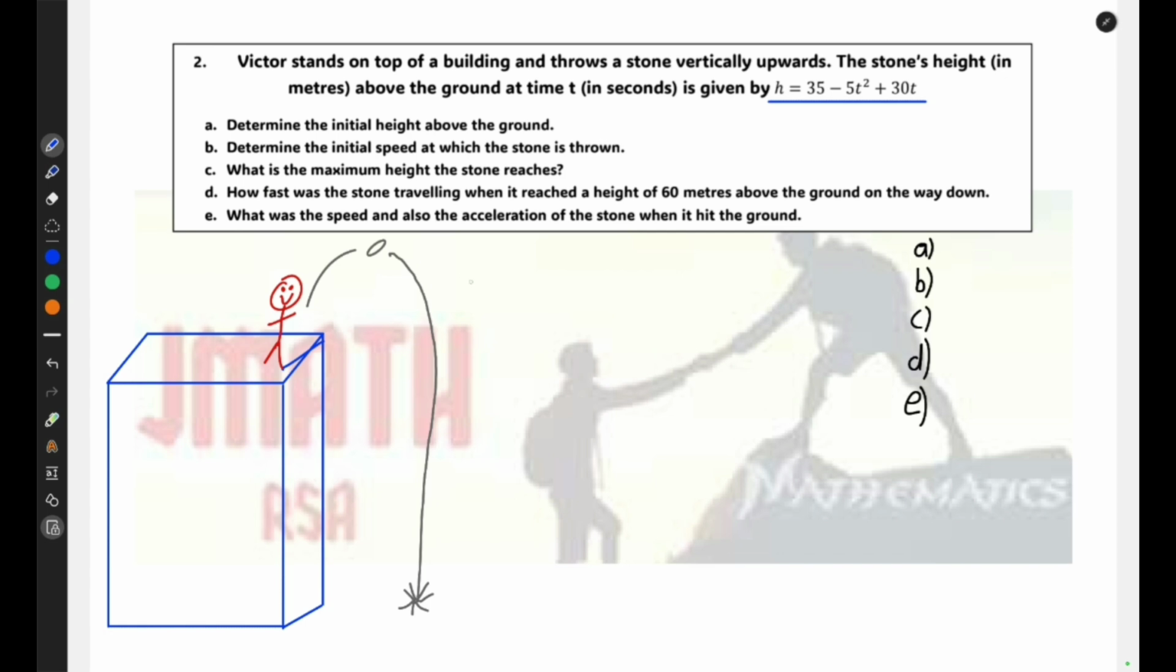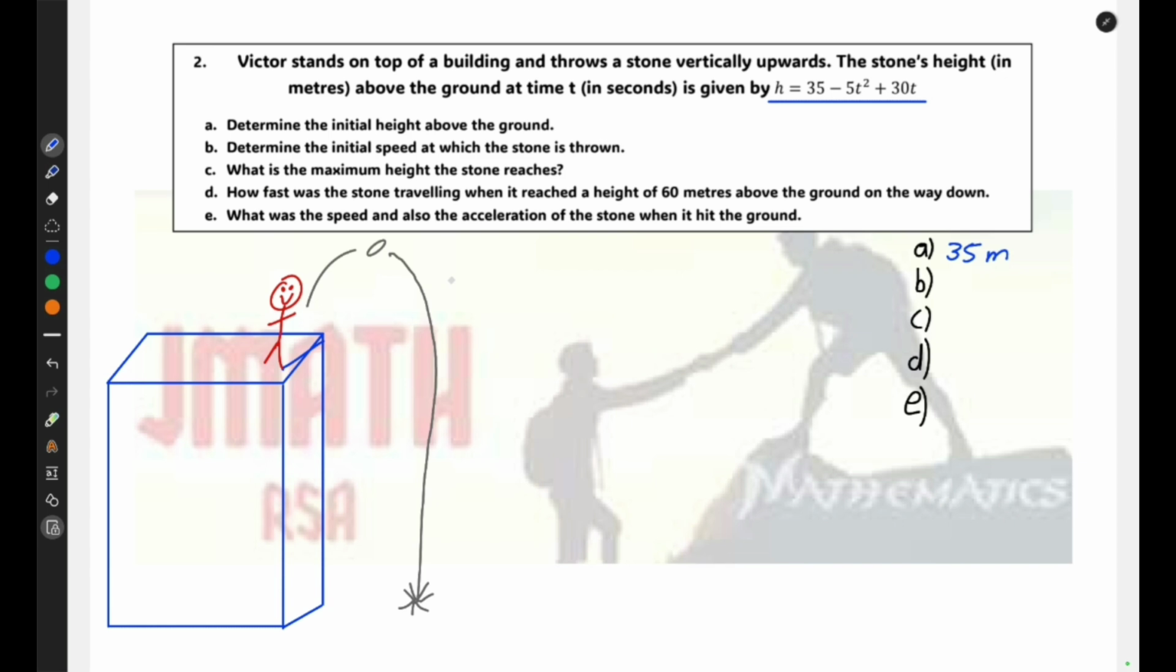Now, if I look at the formula they gave me, I can rewrite it as y is equal to minus 5t squared plus 30t plus 35. I know if I make all the t's 0, because they said initial height, so that means the start of this story. So then it is y is equal to minus 5 times 0 plus 30 times 0 plus 35. So therefore, what's the height above the ground? 35 meters.